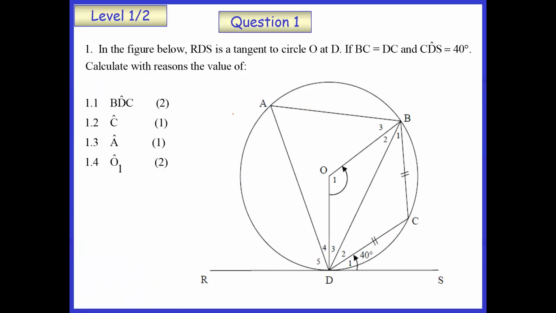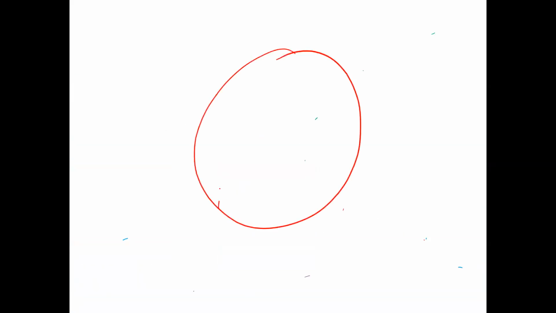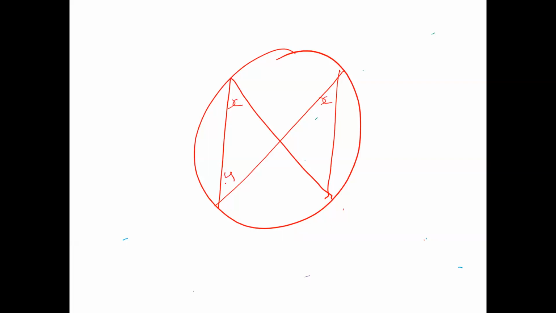Okay, so remember, equal chords produce equal angles. And the last one, before we get onto this, I think we should cover, is what we call angles in the same segment. It looks like a bow tie or a butterfly. If that's X, that's X. That's Y, that's Y. Angles in the same segment are equal. And with that, we're ready to get into some questions.